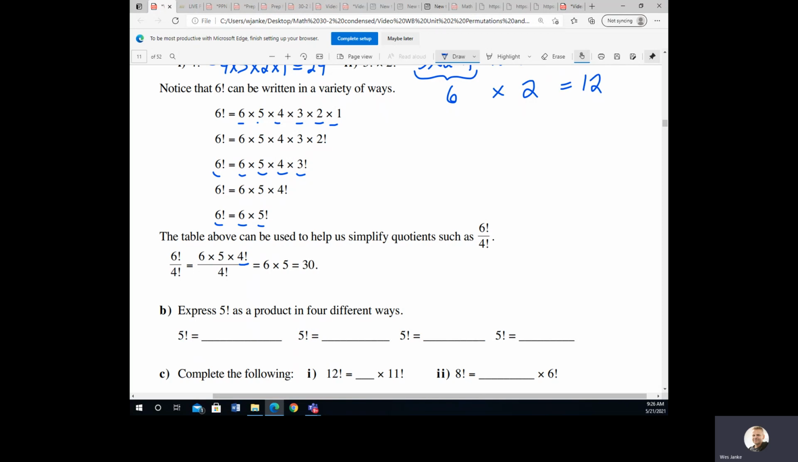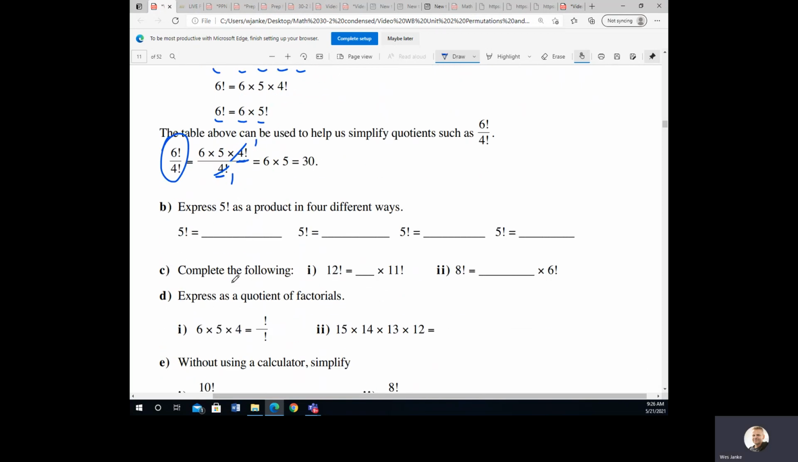Now you can see in this next example, I have 6 factorial divided by 4 factorial. So if 6 factorial is written as 6 times 5 times 4 factorial, and I divide that by 4 factorial, you can always cancel out a factorial with a factorial. So that leaves me with 6 times 5, which is 30.